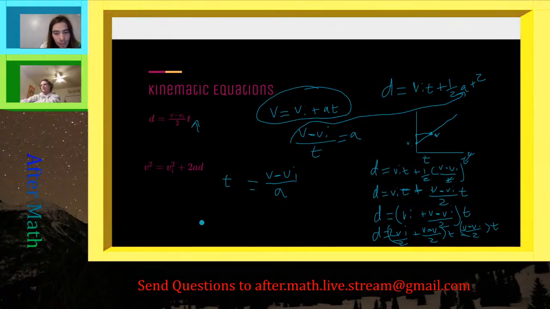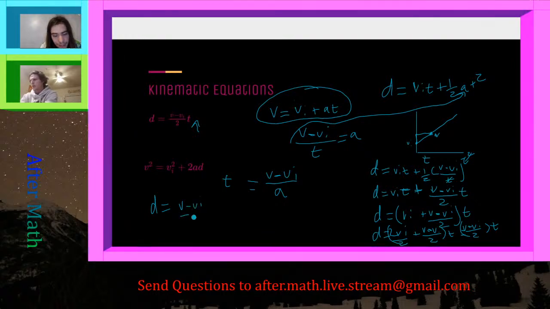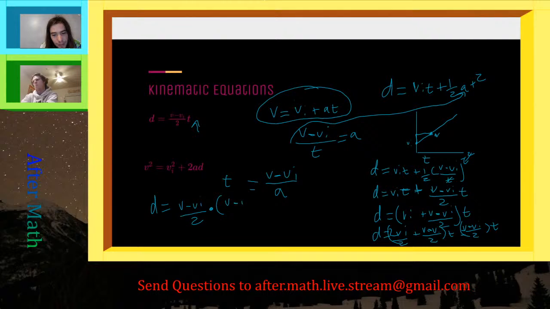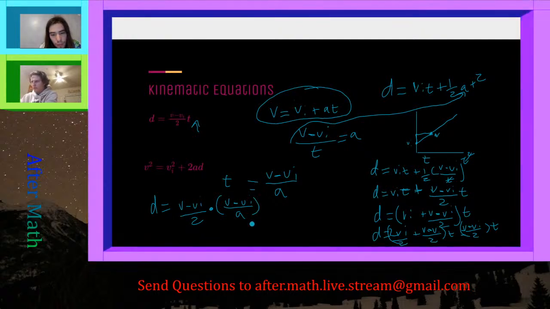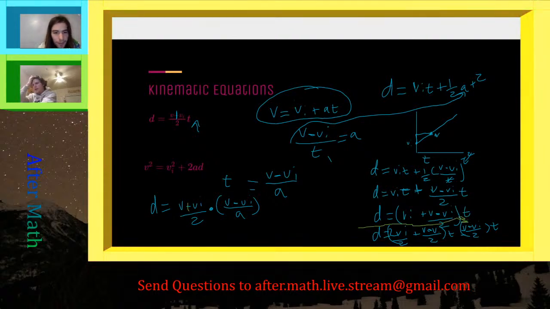So this is equal to t, and we're going to plug t into that equation, so you get d equals v minus vi over 2, and we're going to times that by, in parentheses, v minus vi over a. Wait, shouldn't that be a plus here? Because isn't that what we solved for right here? Yeah, it is. I wrote it down wrong. Thank you. That's a plus sign. Yeah, because that's going to make it better.